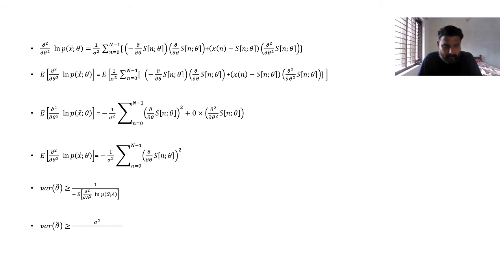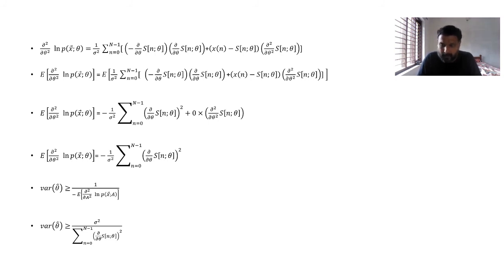Sigma squared divided by the sum from n equals 0 to N minus 1 of (∂/∂θ of s[n; θ]) the whole squared. So this is nothing but the general CRLB for signals in white Gaussian noise. We have calculated the variance of theta.